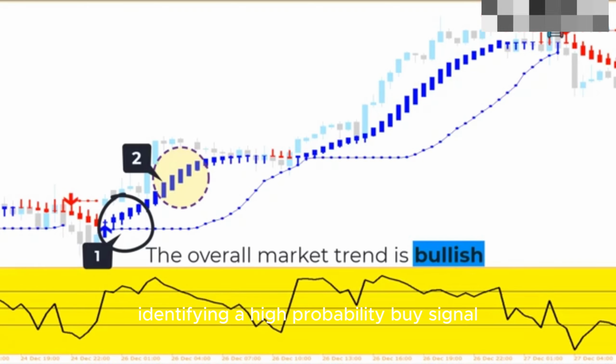Identifying a high probability buy signal. Now here's where things get really interesting. At this point the market is showing trend exhaustion, which we can see from the formation.